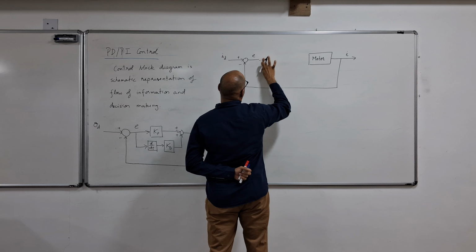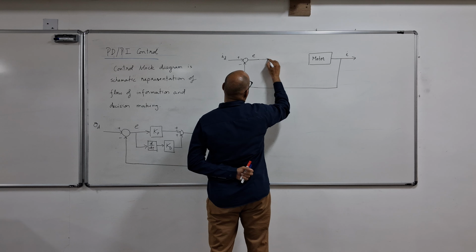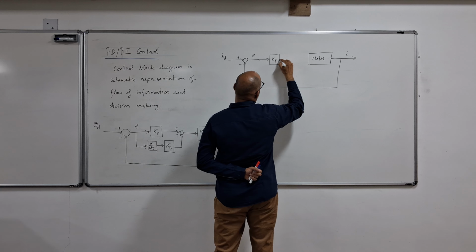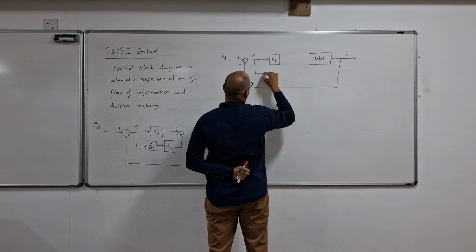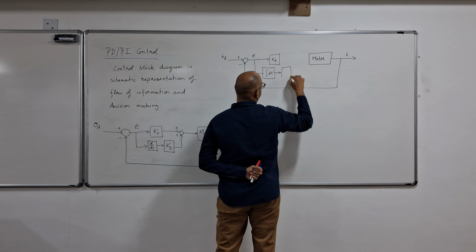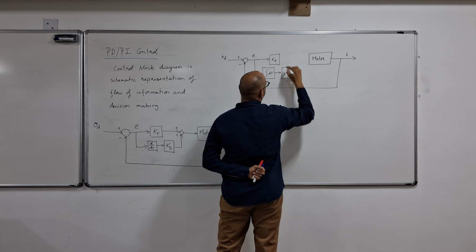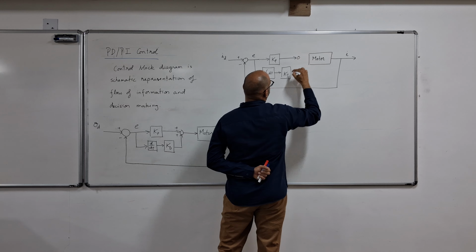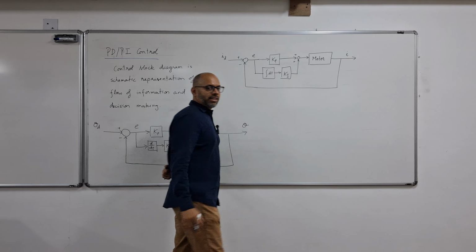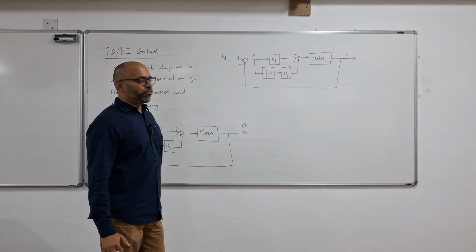And here there are again two branches. One is Kp and the other one is an integral over time, and this is multiplied by again Ki, and they are added together and goes in as an input to the motor.